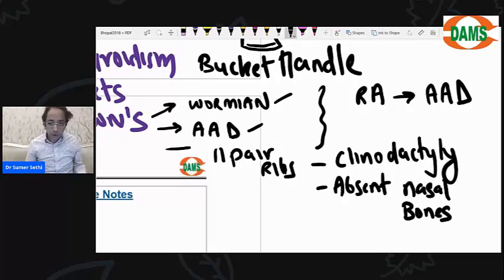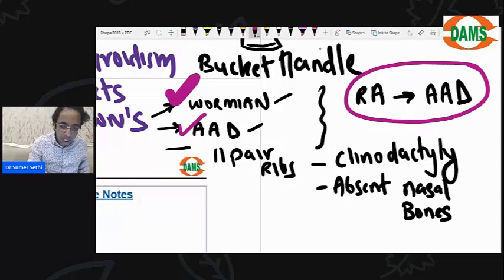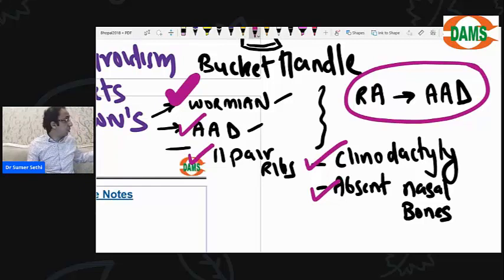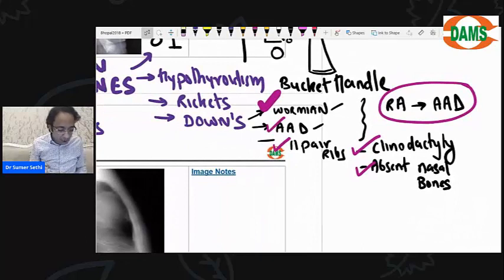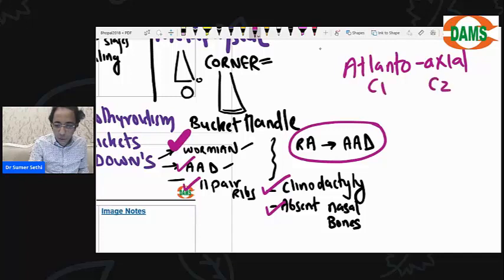Everybody clear? So Down syndrome, what are the X-ray features? Wormian bones, atlantoaxial dislocation. What is AAD? Atlantoaxial dislocation. But don't forget, atlantoaxial dislocation occurs in rheumatoid arthritis also. 11 pairs of ribs, clinodactyly, absence of nasal bones. Okay, clear? Very good. AAD means atlanto-axial dislocation. I'll write it, otherwise you will keep asking again and again. Atlanto means C1, axial means C2, dislocation.